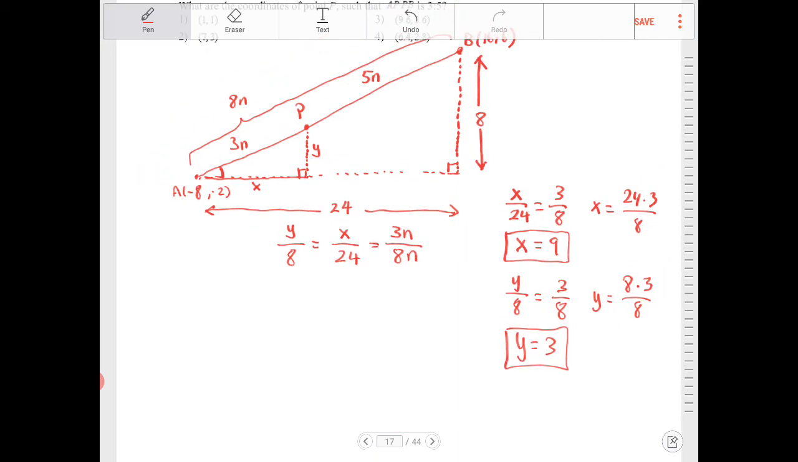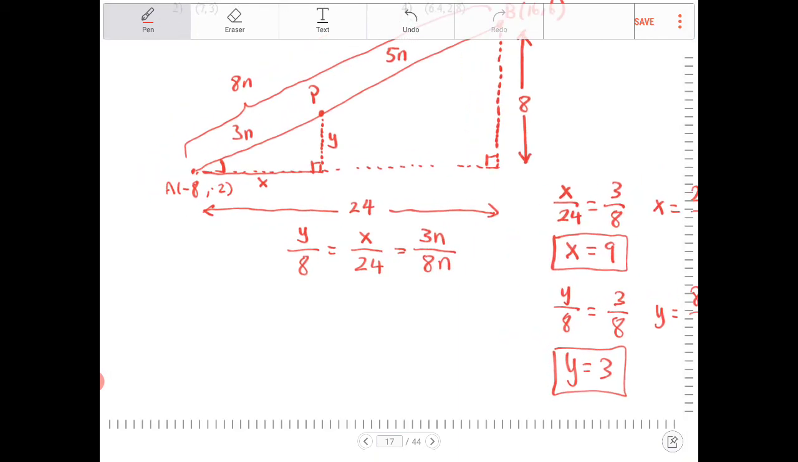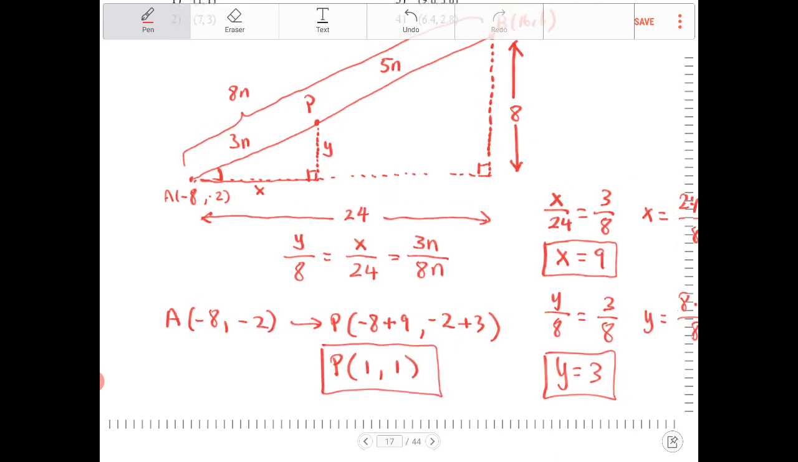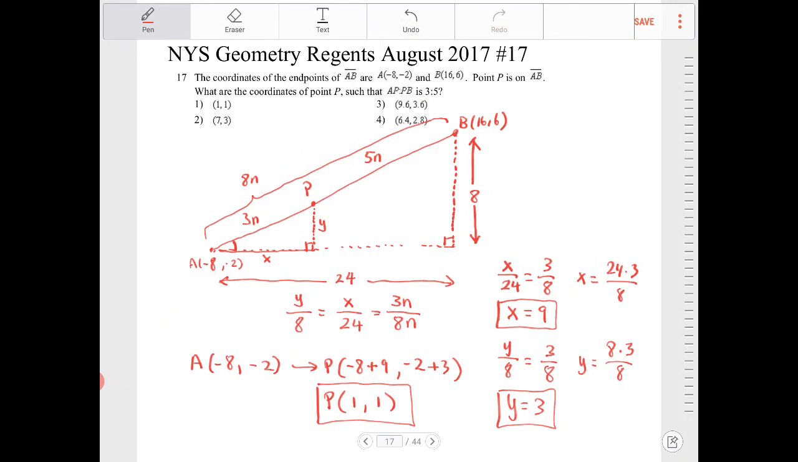All right, so this is not my final answer, because my final answer is, well, I'm going from A, which is -8 comma -2, to point P. So point P is to the right of point A, which means I'm going to add from -8, I'm going to add 9. And then from -2, I'm going to add 3. So that means point P will be a value of 1 comma 1. So which option is that? That would be option 1.